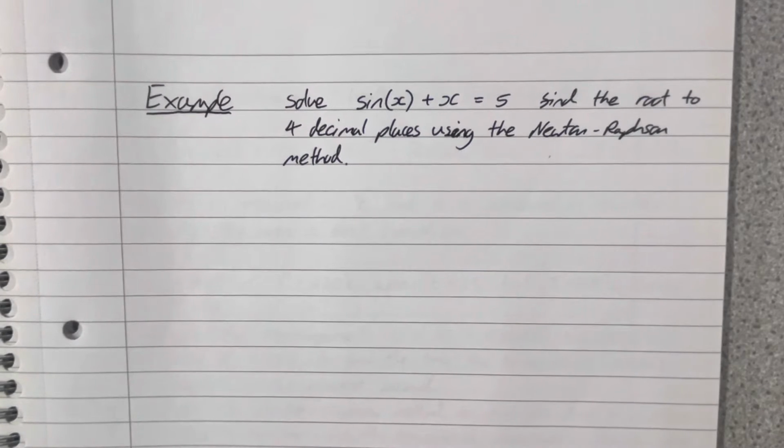Not an exam style question, just an open question. Solve sine of x plus x equals 5. Find the root to 4 decimal places using the Newton-Raphson method. So first thing to note is we're not told where to start. We're not told to sketch anything. We're not given anything. It's very open. It's not an exam style question.